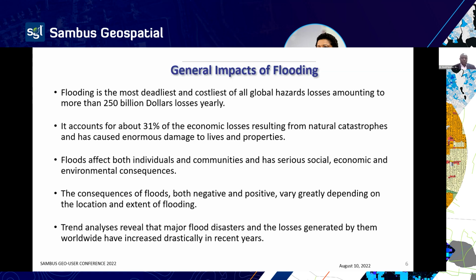And then the consequences of floods, both negative and positive, vary greatly depending on the location and extent of the floods. And like I had said earlier on, sometimes if there is no trend analysis, it will not reveal any major flood that has occurred in the past, unless you have people that are alive to say, oh, 60 years ago, there was a flood in this area.